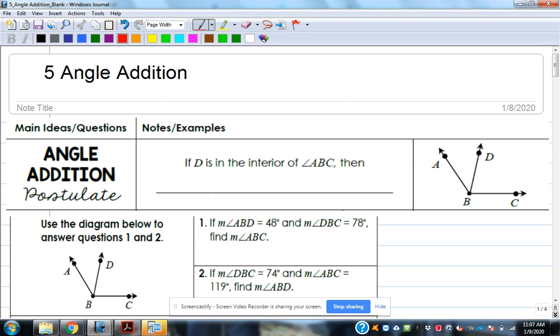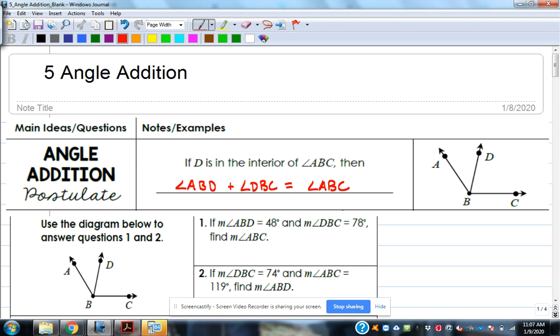So the first part says, if D is in the interior of angle ABC, then angle ABD plus angle DBC is equal to angle ABC.